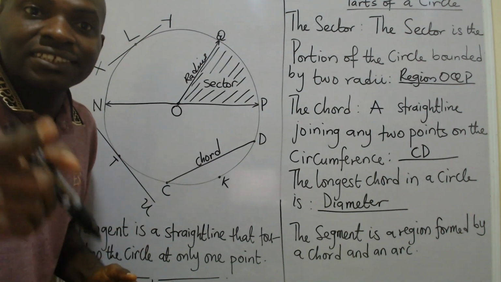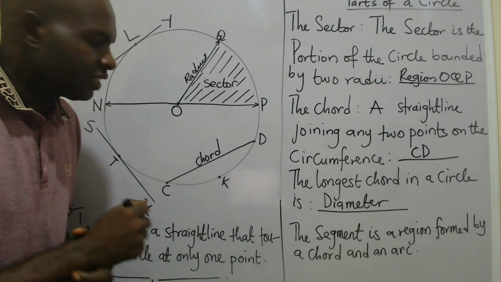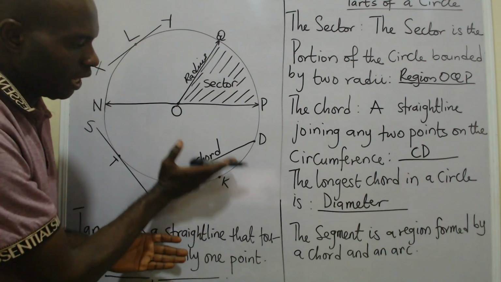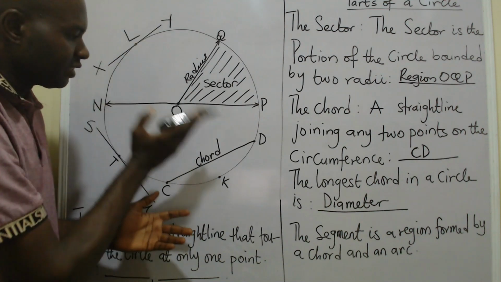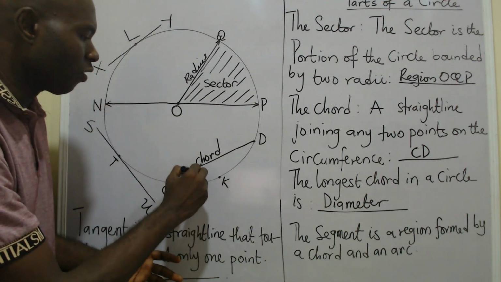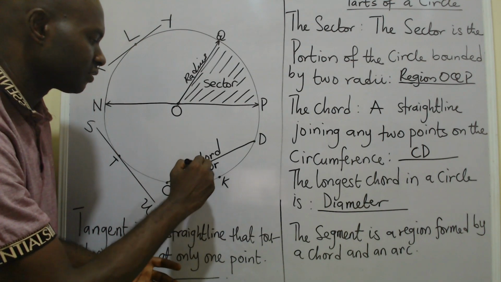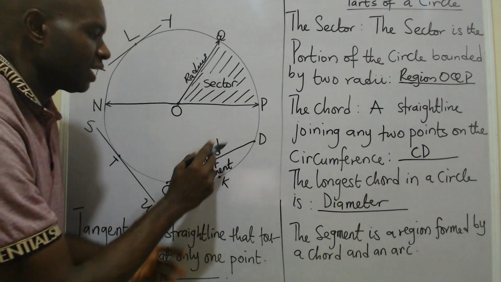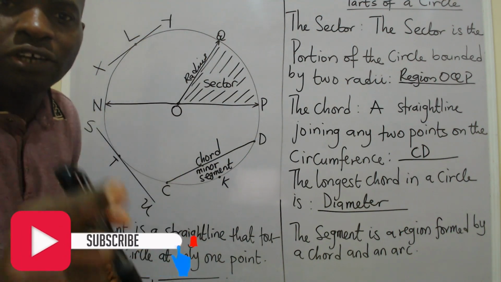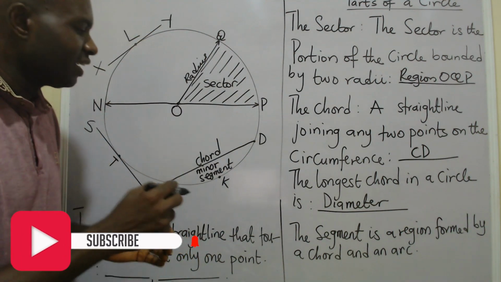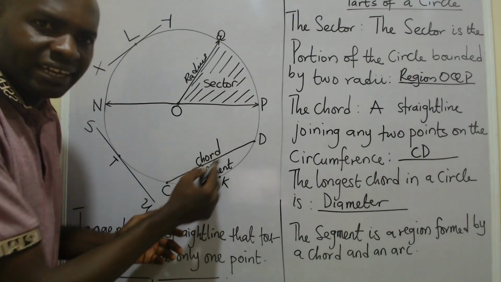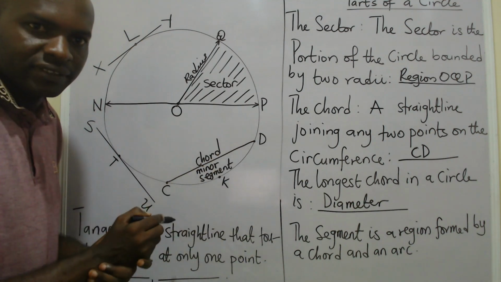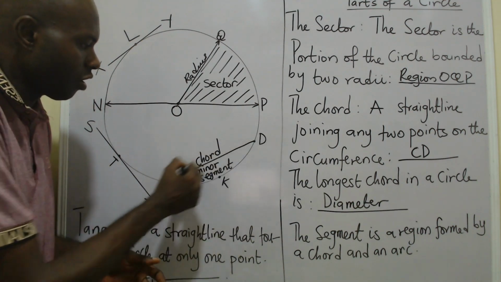The next is the segment. This chord actually divides this entire circle into 2 parts, a smaller part and a bigger part. This smaller part is called the minor segment. And the bigger portion is called the major segment. So a segment is formed by a chord and an arc. Segment equals chord plus arc.